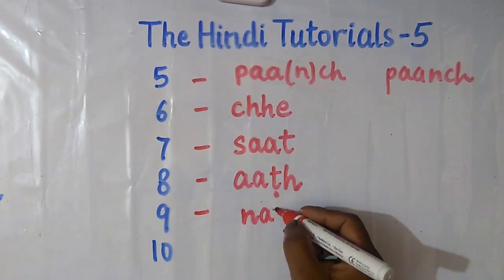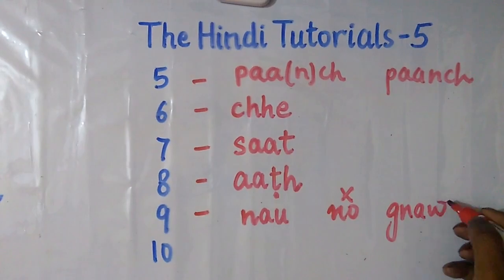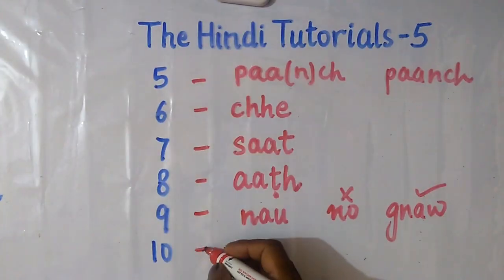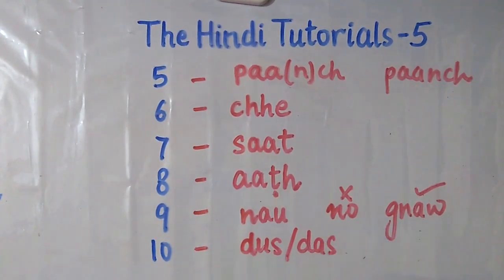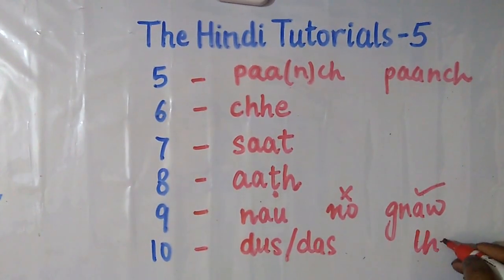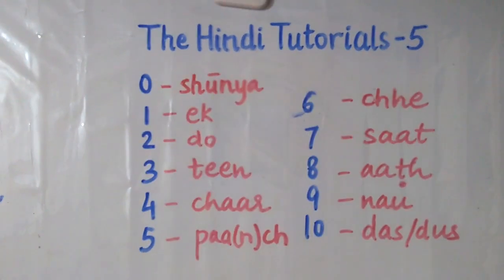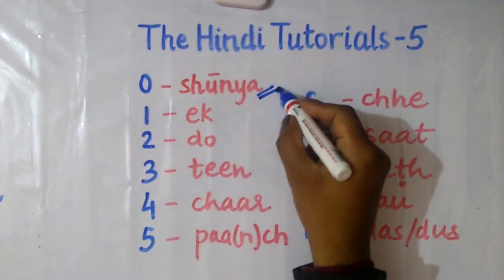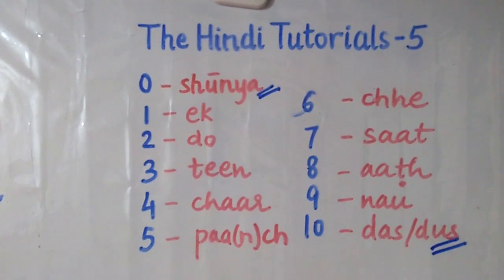9 is नौ, it's not like no, it's like no. And 10 is thus, similar to the English thus. Okay, समझ गए? This was Hindi counting from 0 to 10, or you can say शून्य से 10 तक, from 0 to 10.